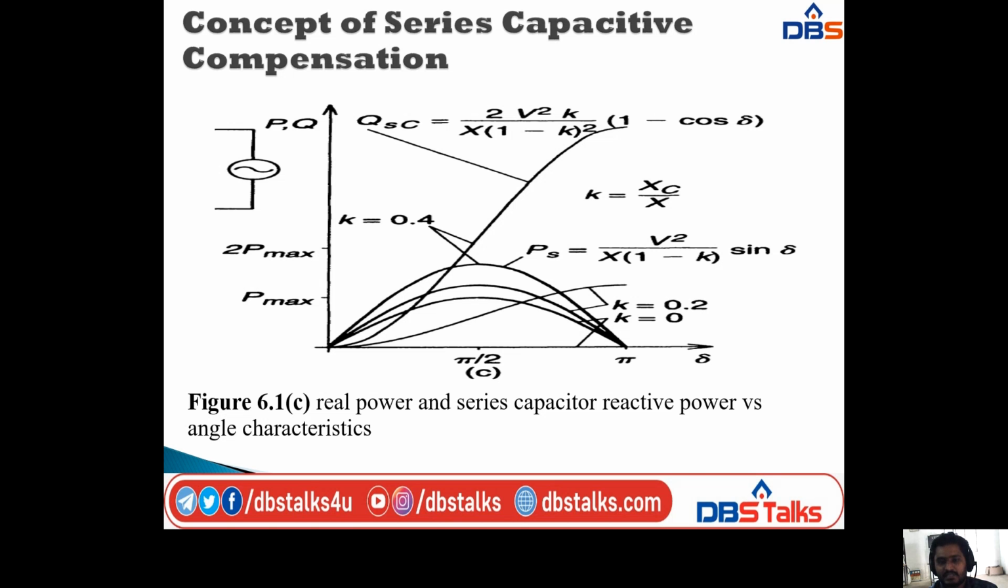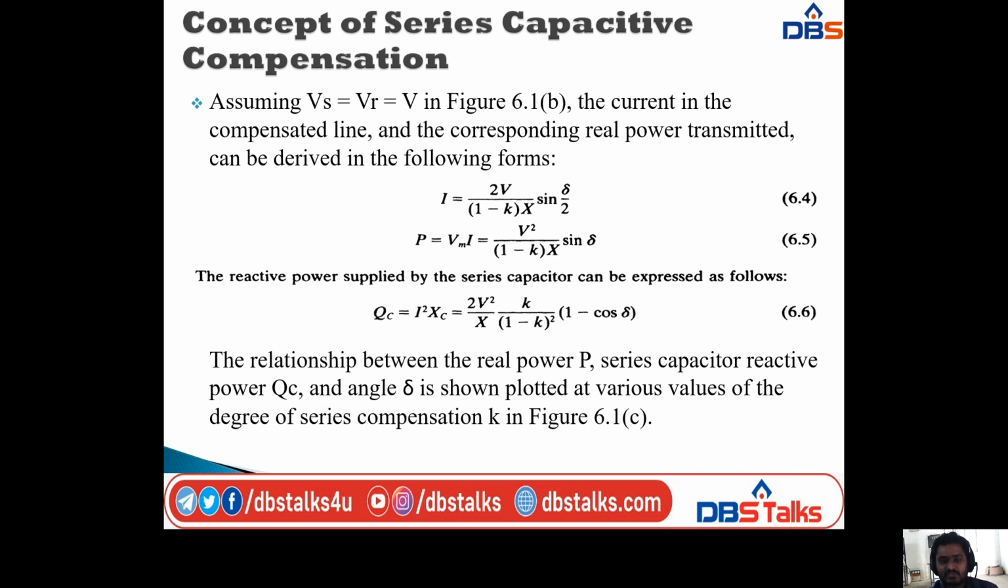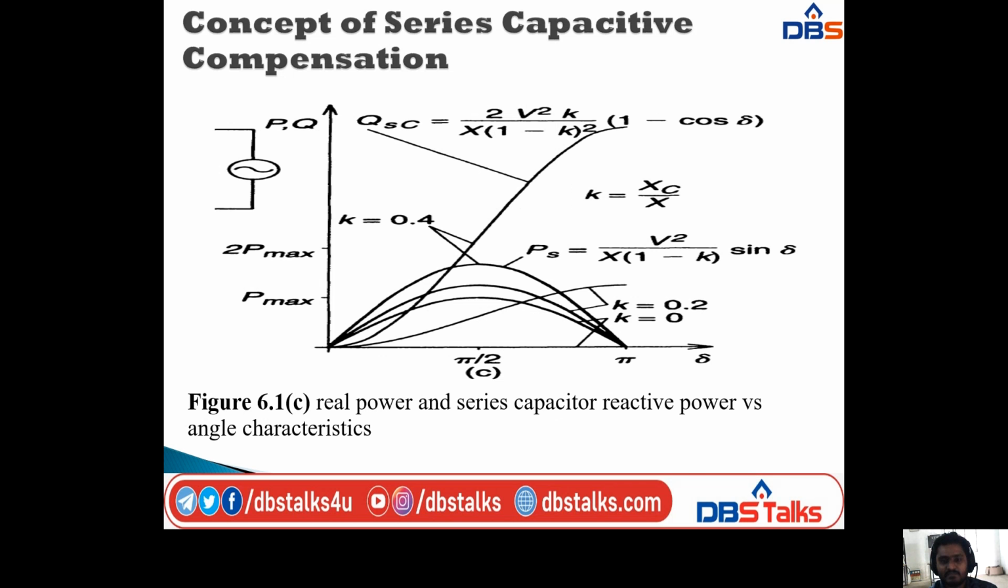That is k is equal to 0.2, and next we draw a curve Q_C is equal to 2V square into k by x into (1 minus k) whole square into (1 minus cos delta), that is the reactive power equation. And we have the curve for the real power only, that is P is equal to V square by x into (1 minus k) into sin delta. And we have one more curve, that is k is equal to 0.4. This gives the characteristic diagram between real power and series capacitor reactive power versus angle delta.